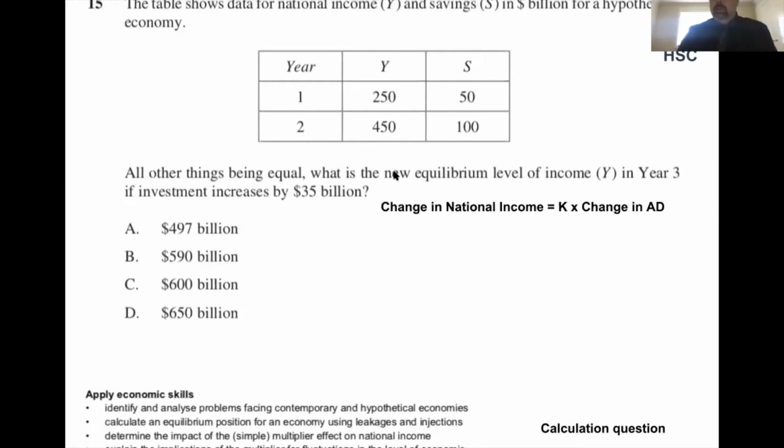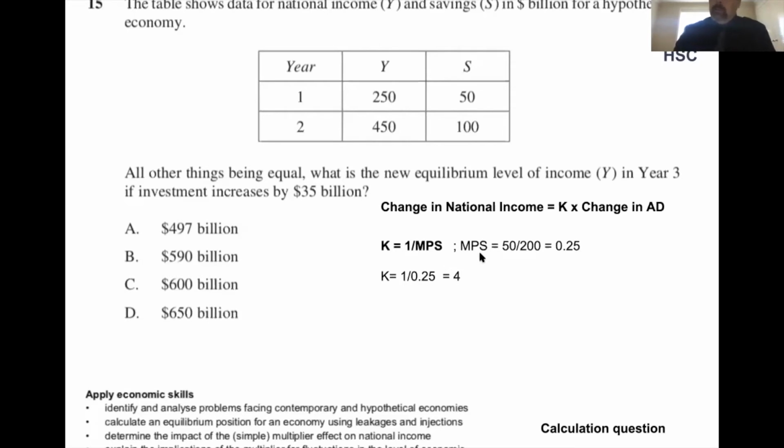Okay, so the question's asking you the new equilibrium level of national income. You should know that there's two formulas here that clearly get used often, and that's the one in front of you and the multiplier. Now, change in national income, well, that's what we're trying to work out, aren't we? The multiplier times the change in aggregate demand. So let's have a look first at the multiplier. You should know that the multiplier is 1 over the MPS, or 1 over 1 minus the MPC. Now, we've got the savings data here, so we can clearly work that out.